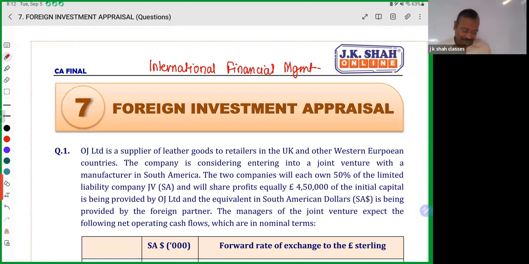Now, in this chapter, there are only two things for me to discuss. Otherwise, you learned capital budgeting, discounting of cash flows, right? And in capital budgeting, you were basically evaluating whether to take up a project or not, right?